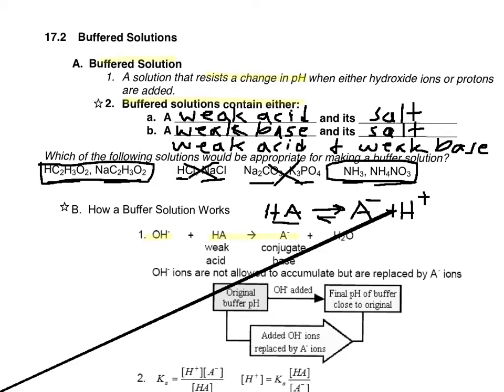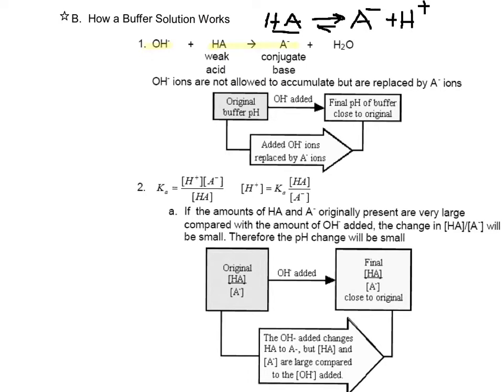The equilibrium expression for most buffer solutions can be written something like this. If we rearrange this just a little bit, we'll see that the value for hydrogen concentration, and therefore the value of the pH, is dependent on the Ka, but is also dependent upon the ratio of the acid to the base, the acid to its conjugate base.